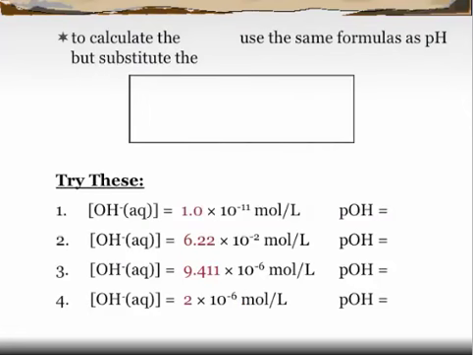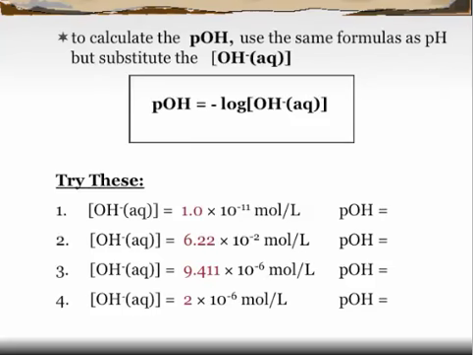To calculate the pOH, use the same formula as pH, but substitute in the hydroxide concentration. So, pOH is the negative log of our hydroxide concentration. And we use the same rules. Now, if you're given one, how to calculate the other, we're going to look at in the next video.